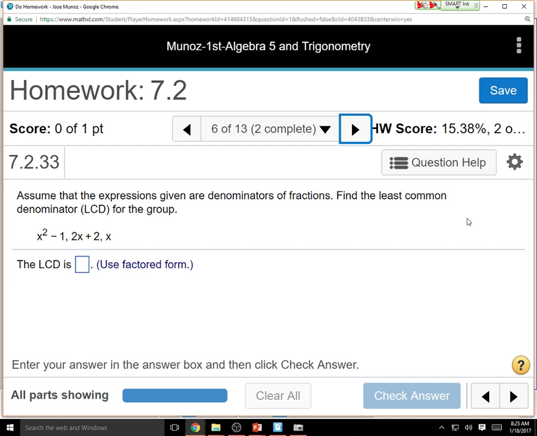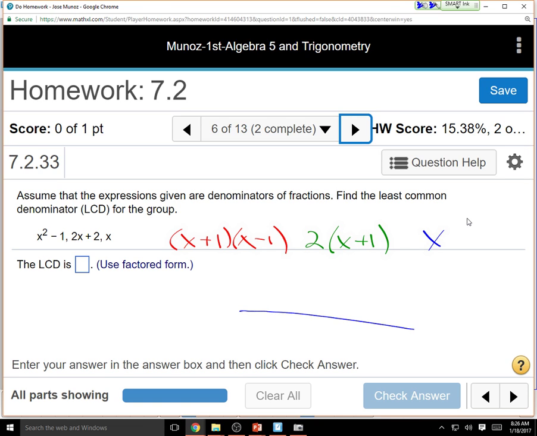Okay, the first one is x squared minus 1, right? Yeah. That's factorable. That is the difference of squares. So x plus 1, x minus 1. The second term is 2x plus 2. The only common factor they have is 2, so that will become x plus 1. And then finally at the end, it's x.